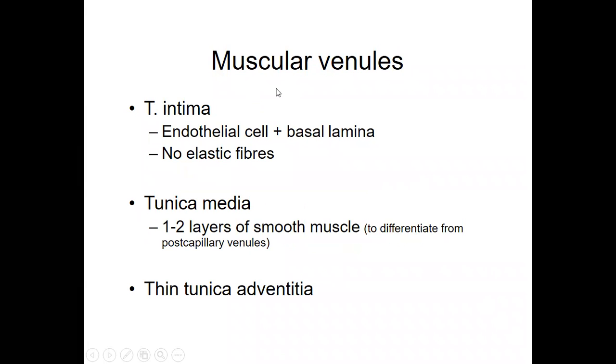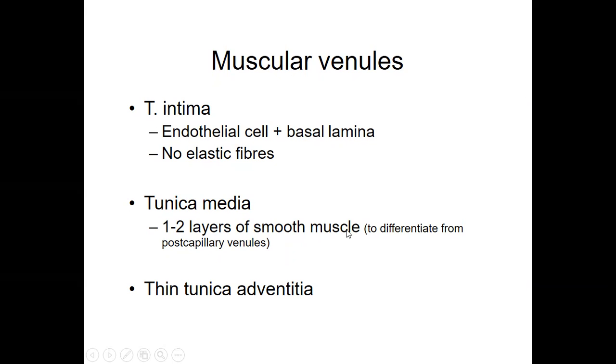And for the muscular venule, the tunica intima is composed of the endothelial cell. Beneath the endothelial cell, we have the basal lamina, and the tunica intima does not have elastic fiber for the muscular venule. For tunica media, there are one to two layers of smooth muscle, very thin now, thinner.